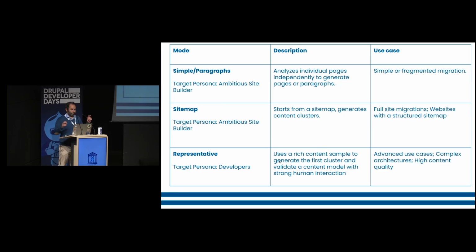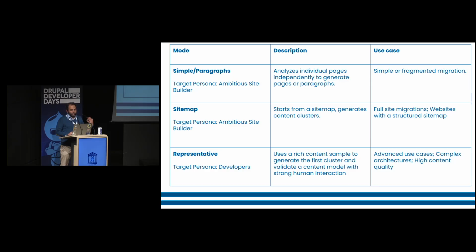So just one recap. The table outlines the different operation modes of this module that are designed for different use cases and target personas. So we saw the simple mode in the start. We saw the sitemap and the representative. The simple paragraph mode is the first mode introduced, and it represents the most simple and atomic approach. Basically, it analyzes individual pages. You can generate pages or paragraphs, and you can use it for fragmented migrations, for a microsite or stuff like that.